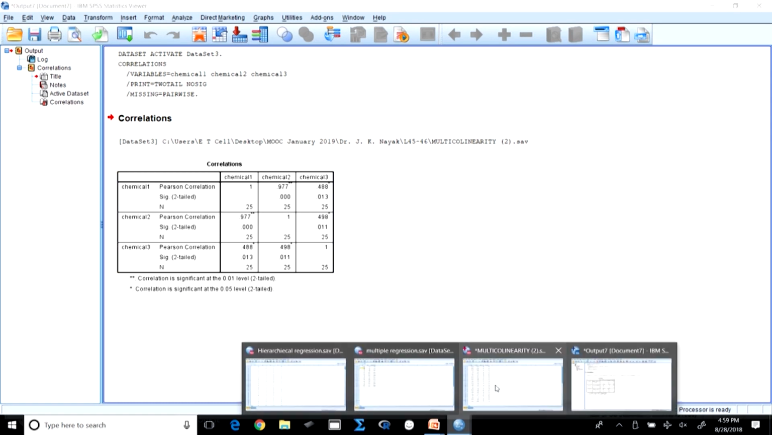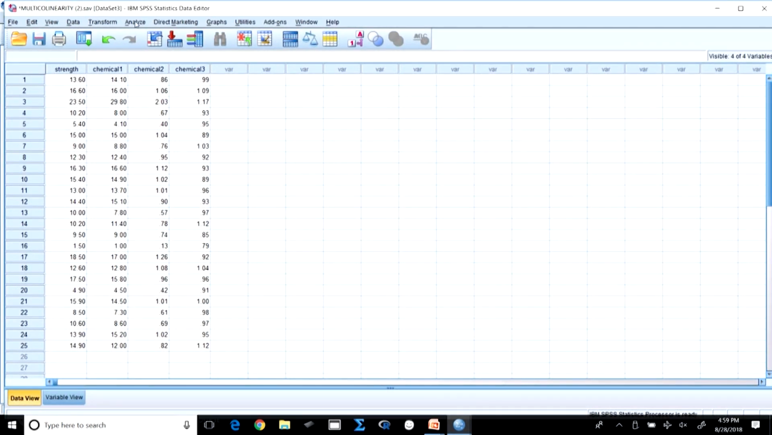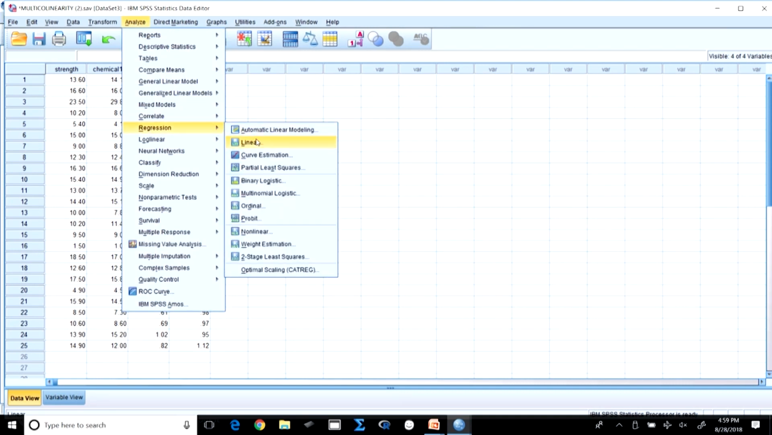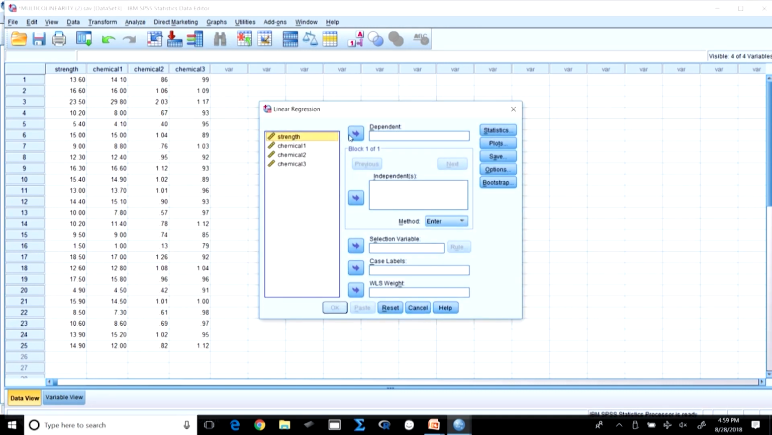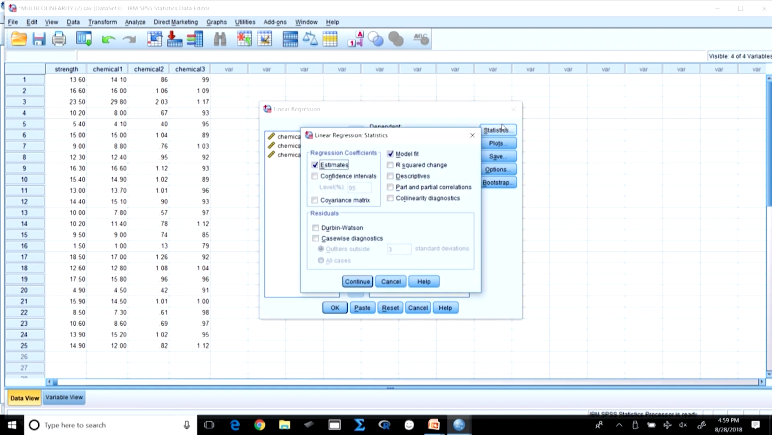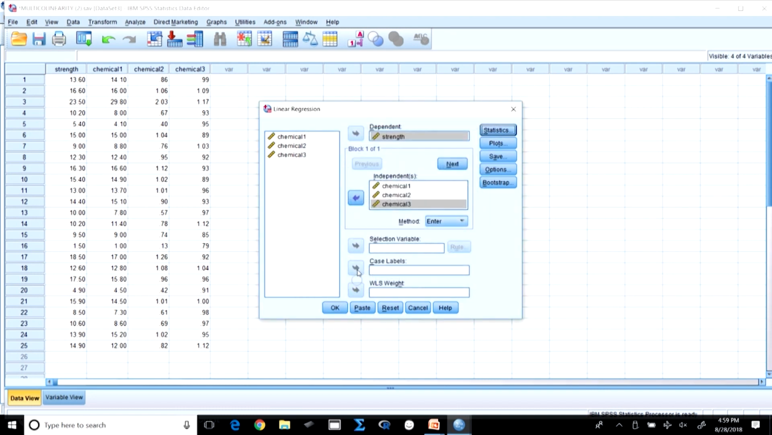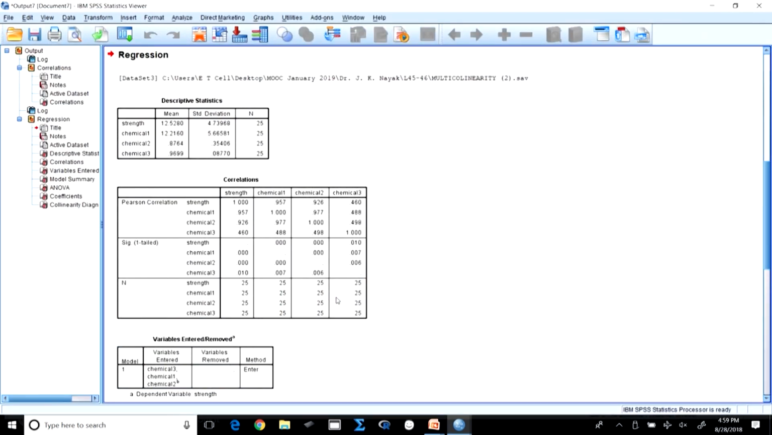Now, we will go to the model again and check through regression. Go to regression and take the strength. The strength is our dependent variable and these 3 are my independent variables. Now I will go to statistics, and here I want to check R square change, descriptives, collinearity diagnostics. Part and partial correlation, if you want you can do, otherwise it is okay. My main interest is this.